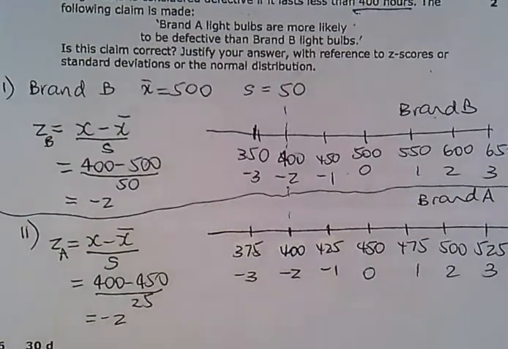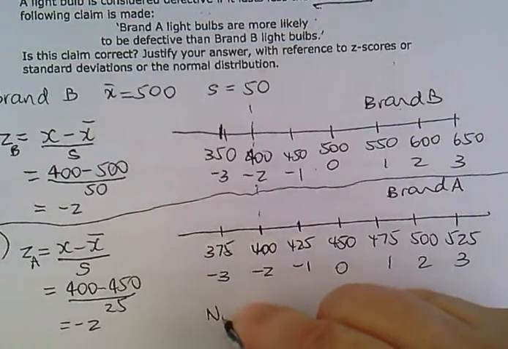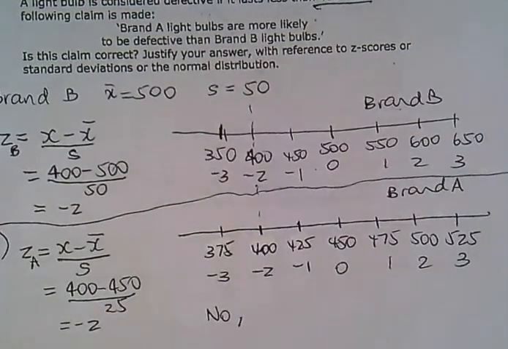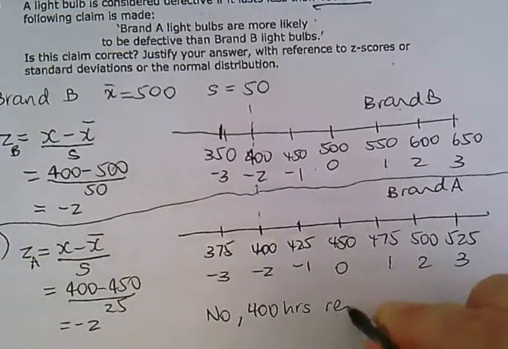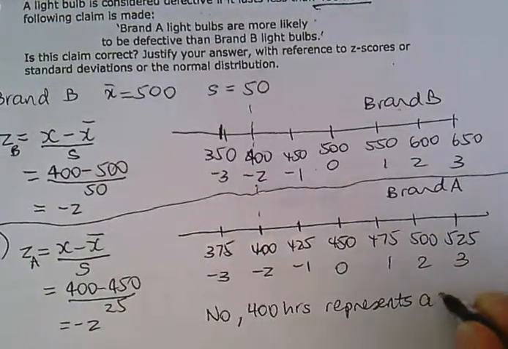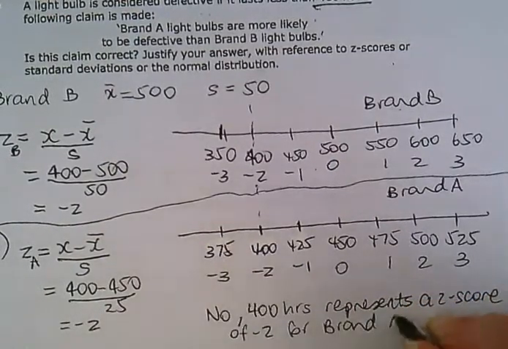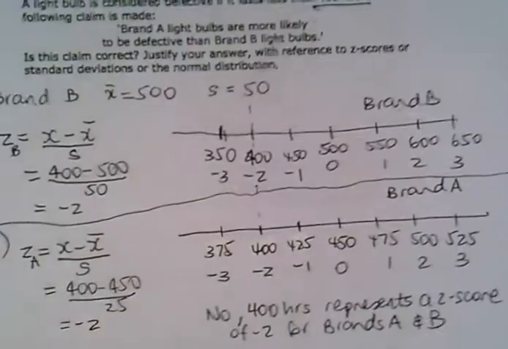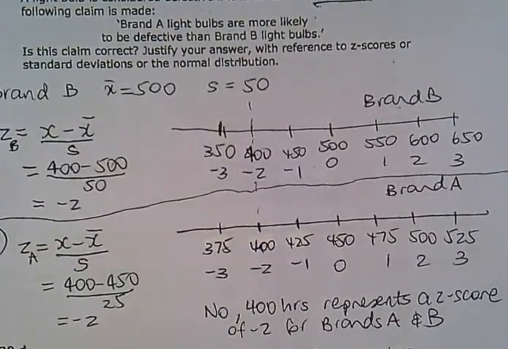So what do you think about the statement? Brand A light bulbs are more likely to be defective. No, they're not. So is the claim correct? We'll say no, the claim's not correct. They are equally likely to be defective because 400 hours represents a Z-score of -2 for both brands, for brand A and B. So therefore, they are equally likely. Well, no, they're both the same. In terms of defectiveness, you'd say one is not more likely to be defective than the other.